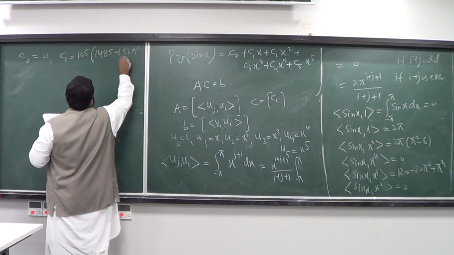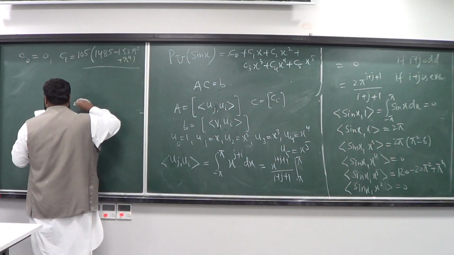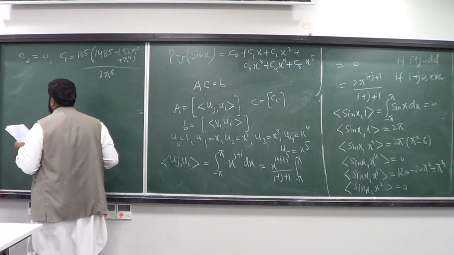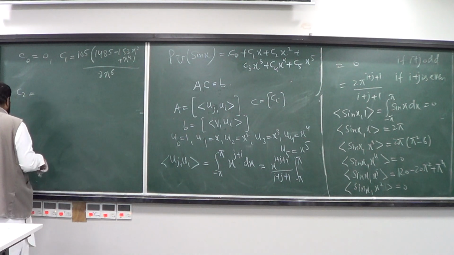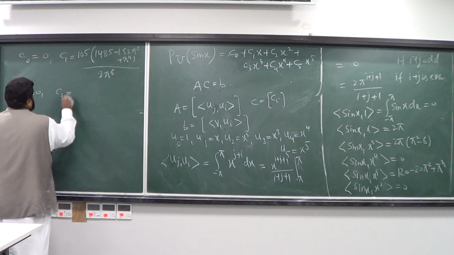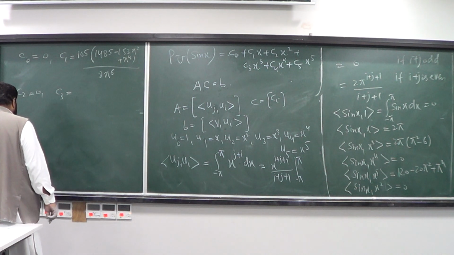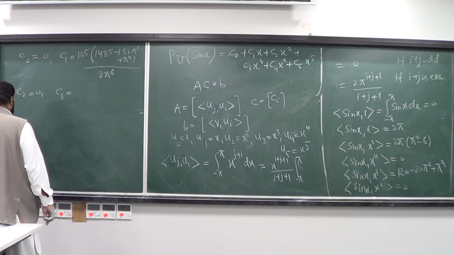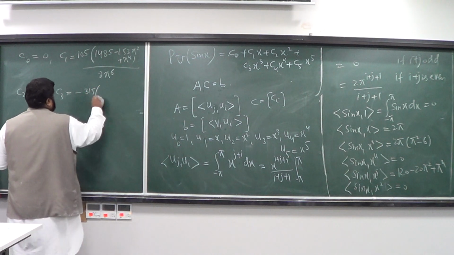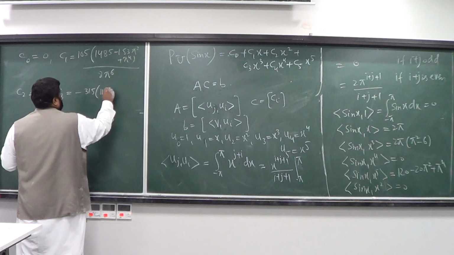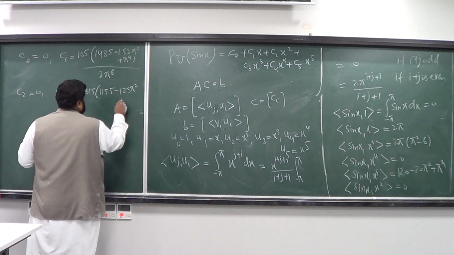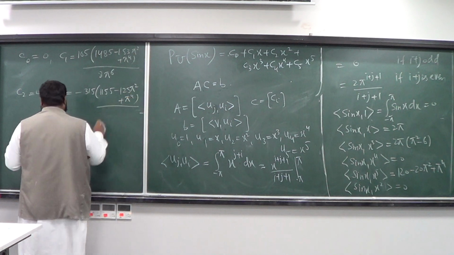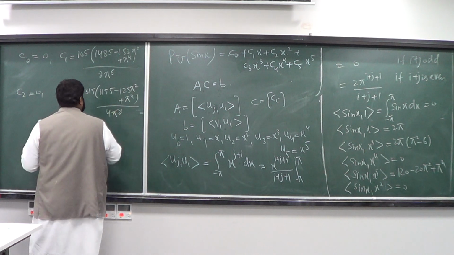pi square plus pi power 4 divided by 8 pi power 6. Okay, C0 and C2 are going to be 0 and C3 is going to be 1. So C1 is positive, C3 is negative, so it's minus 315 times 1155 minus 125 pi square plus pi power 4 divided by 4 pi power 8.